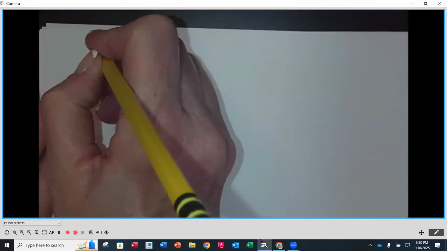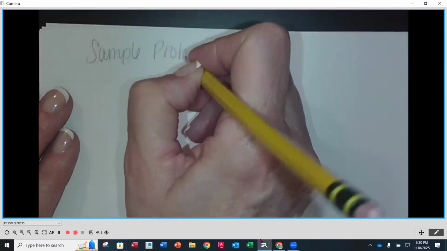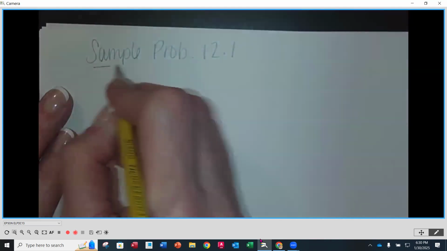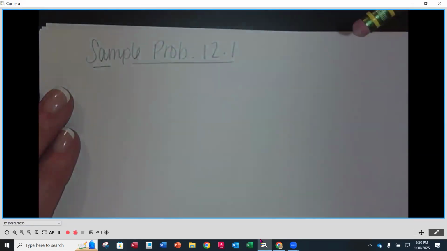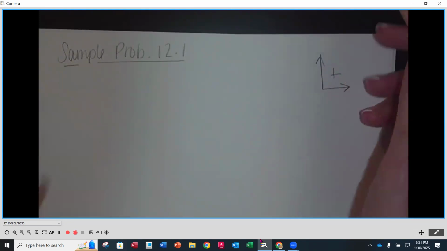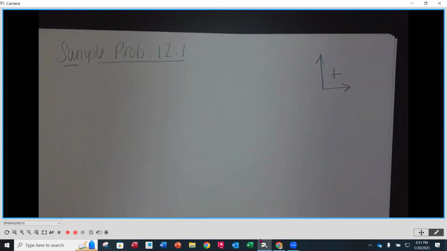So this is sample problem 12.1. Because we are going to be dealing with directions of forces, we're going to put our convention in the upper right-hand corner. We're not dealing with moments, so we don't have to add that here, but just like we did for statics, we want to put our convention up there so we know why we identify certain things as positive and negative.